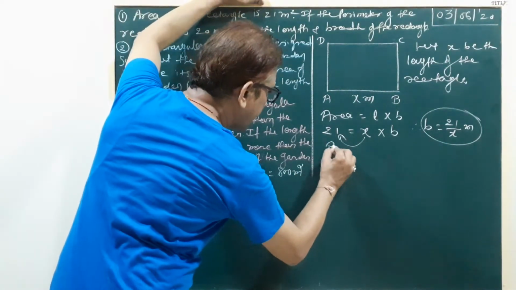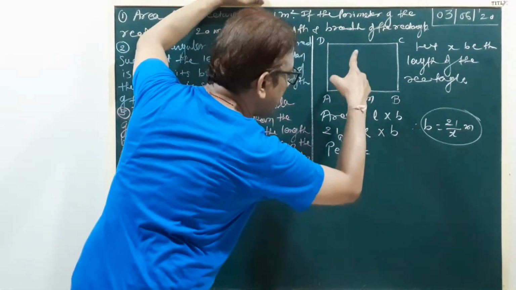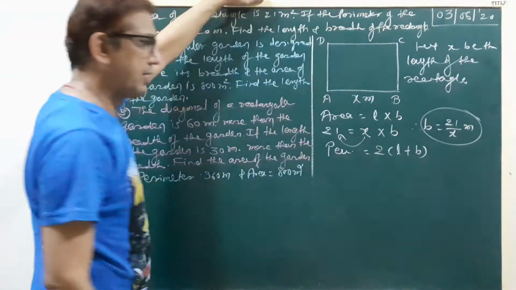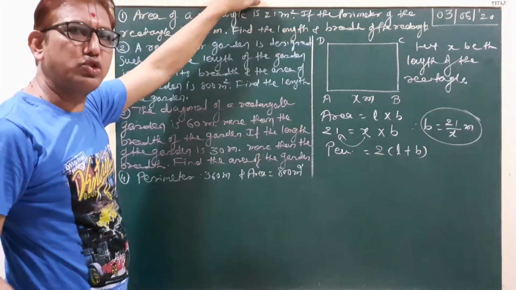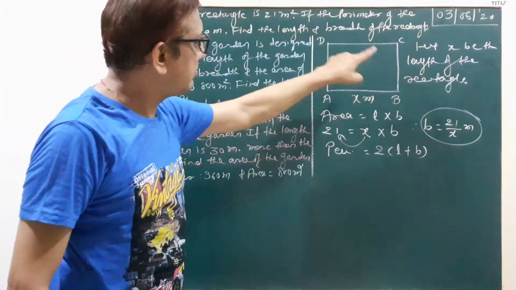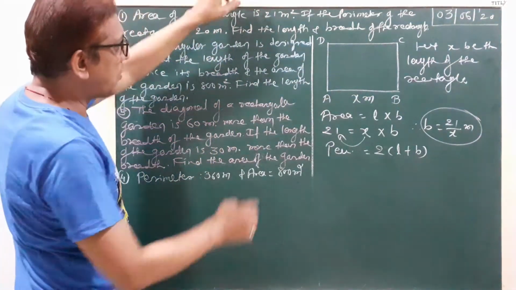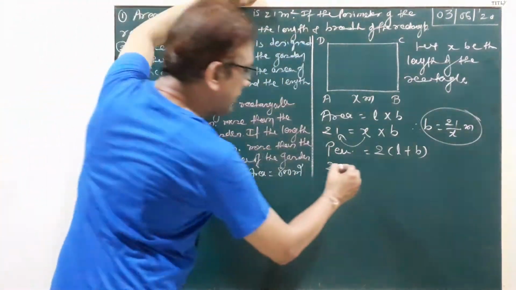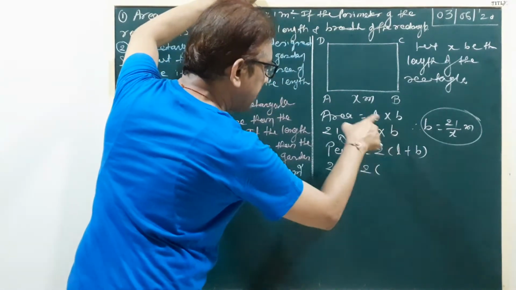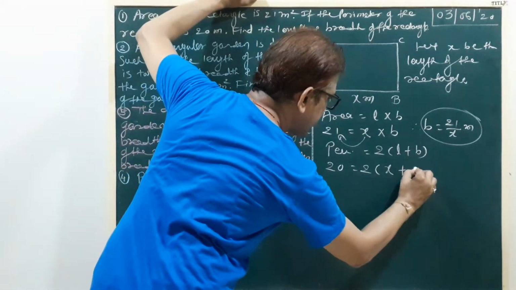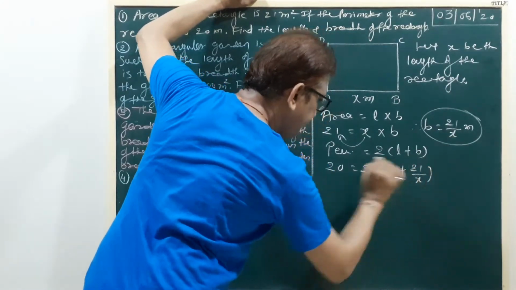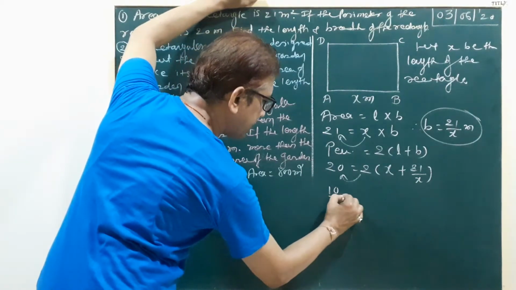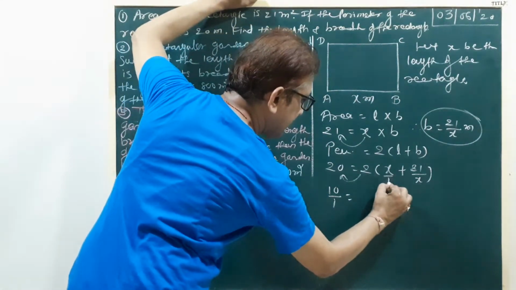Now apply the perimeter formula. The perimeter of the rectangle equal to 2 into length plus breadth. Length 2 times, breadth 2 times. Now the perimeter is 20 meter. So 20 meter equal to 2 into, length is given x and breadth is 21 upon x. Clear? First we divide by 2. 20 divided by 2 equal to 10.